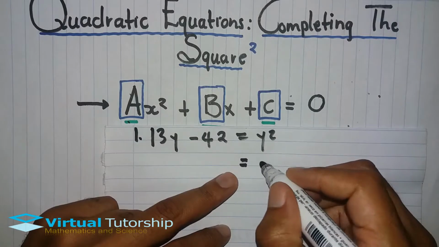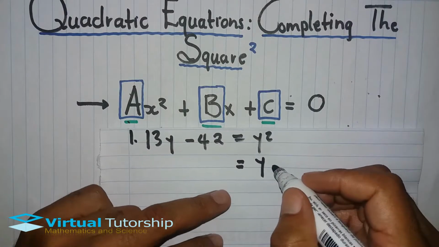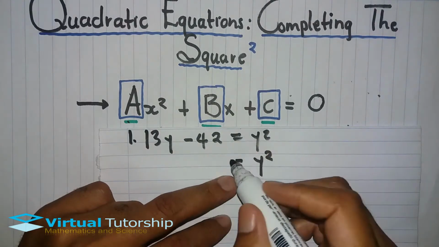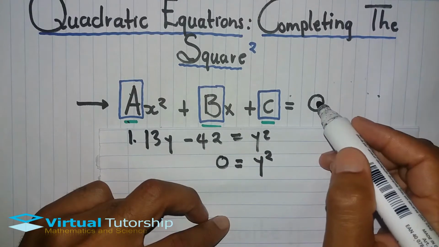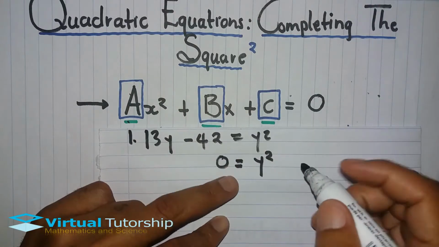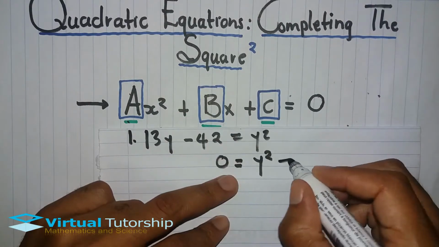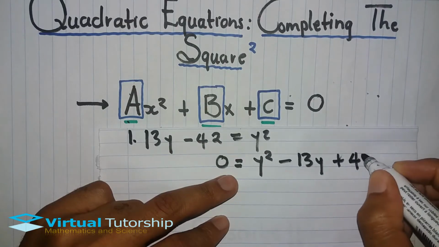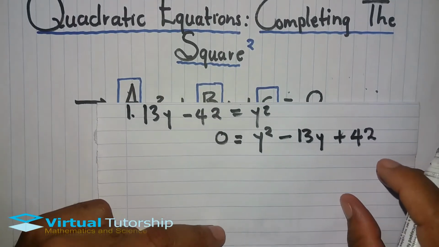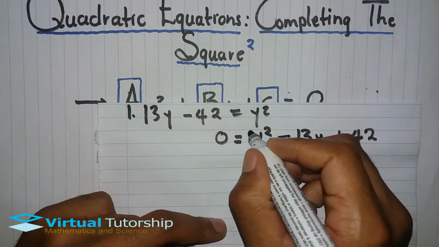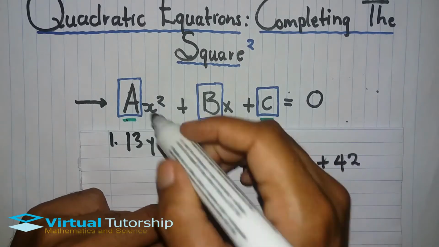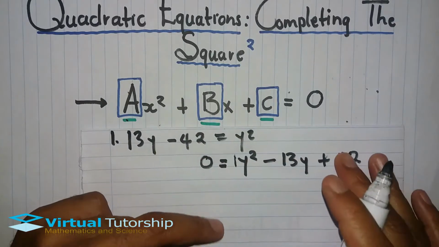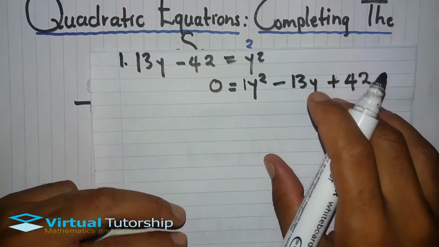It makes the explanation much easier. So I bring y squared and everything to one side so that the other side is 0. So I rewrite in this fashion. I bring the 13, which becomes minus 13, and the 42 becomes positive 42. Your a, when completing the square, must always be 1.